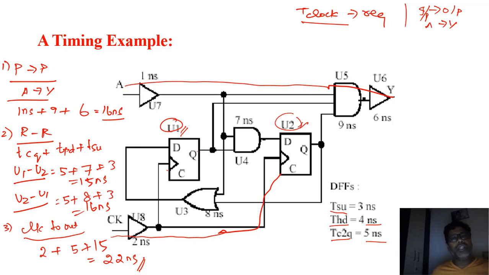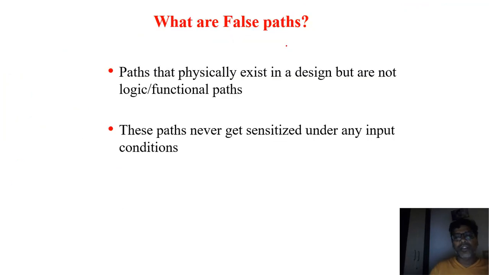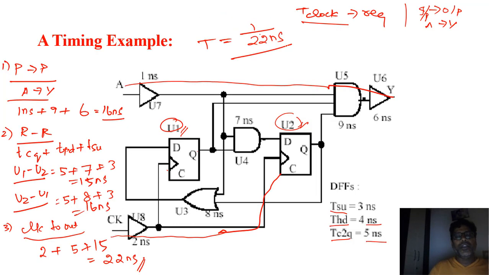See, among the 3 types of path, the clock to out path has the maximum timing. So the frequency or the time period for my clock should be T equal to 1 by 22 nanosecond. This should be the minimal frequency required for operating this particular circuit. Got it? That's all. Right.